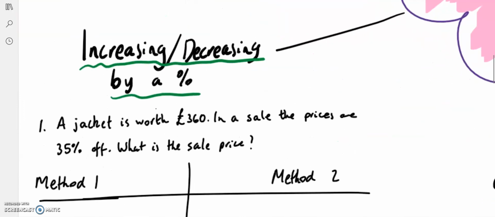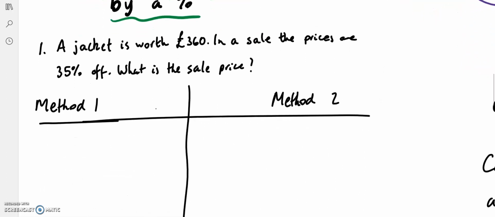We're now going to have a look at increasing and decreasing by a percentage. We're going to look at this in two ways, two methods. A jacket is worth £360. In a sale, the prices are 35% off. What is the sale price? So this is a reduction, this is a decrease question. The value will be less than 360.